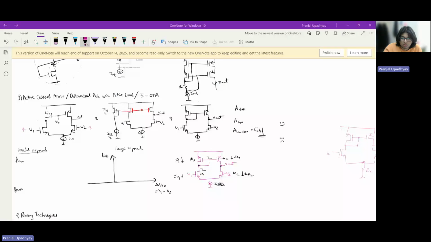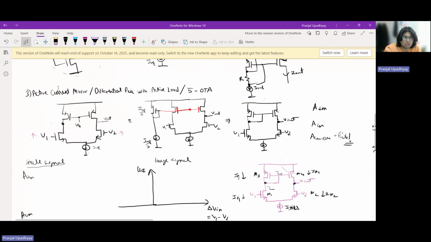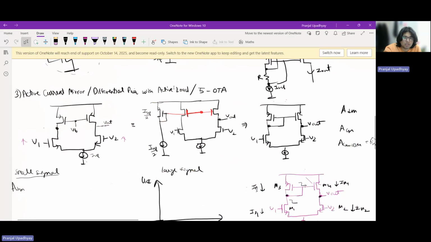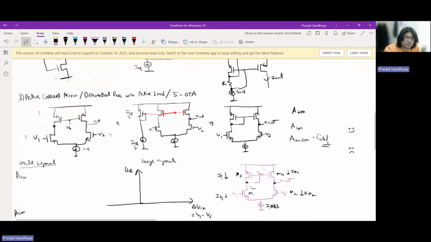So welcome to the second part of this revision of the chapter 5 current mirrors, and in this video we'll specifically deal with the active current mirror, or differential pair with active load, or we can call it a 5 transistor OTA, which is basically an operational transconductance amplifier.